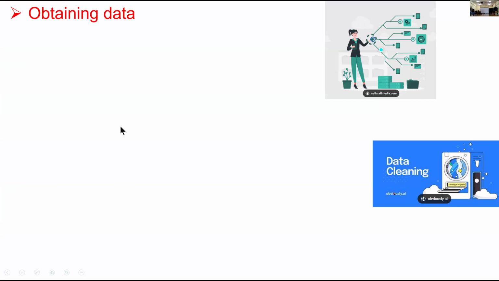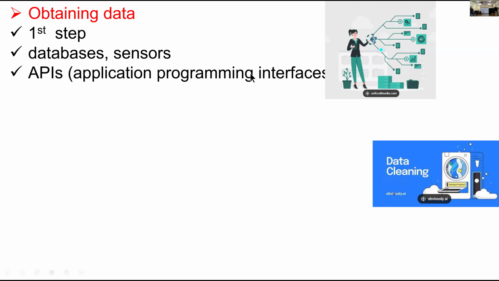Okay, obtaining the data. Obtaining the data can be from various places. First step, from various databases and sensors. What are sensors? I can't see anybody here with a smartphone or smartwatch, but you've got them. So you now have data readily available on your heart rate, blood pressure, walking, gait, and so on. All that sensor information can also be obtained.